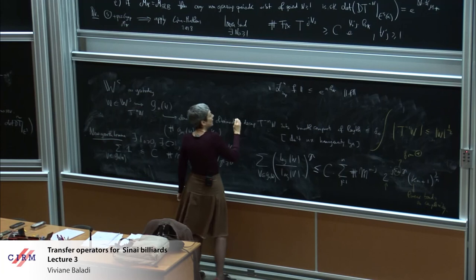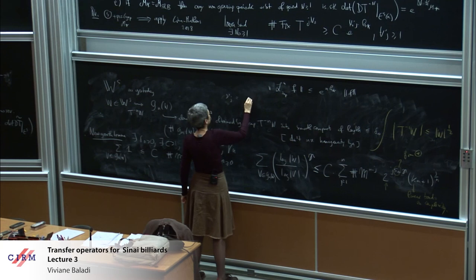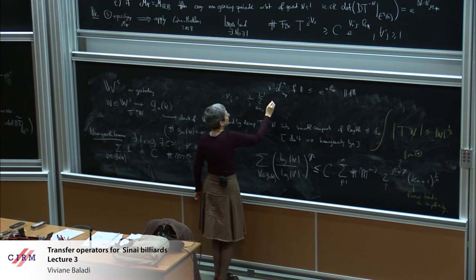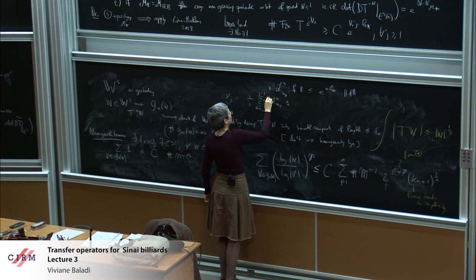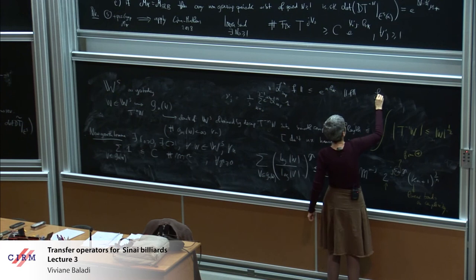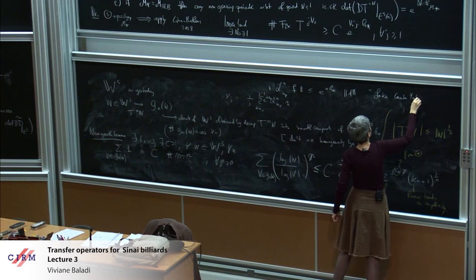We construct a sequence nu j. What is nu j? It's 1 over j, the sum for k equals 0 to j minus 1 of L top to the k of 1, and you have to multiply by e to the minus k h star. This is what we call the fake Lasota-Yorke. It's not Lasota-Yorke, there's no contraction, but this is uniformly bounded.